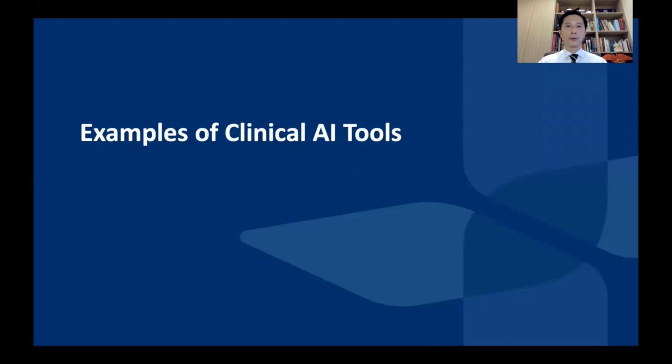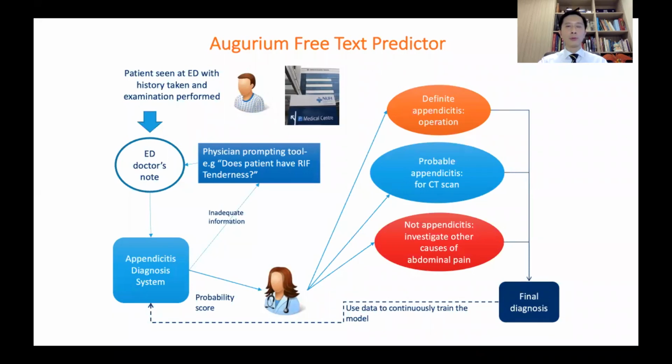So I'm going to share with you some examples of clinical AI tools that I've built in the past. One of the earlier AI tools we built was using a free text predictor called Augurium. What it does is that it's designed to read the emergency department doctor's case notes and make a determination, in this particular case, whether or not the patient has appendicitis, and give you a percentage to tell the doctor the likelihood of appendicitis. And it also captures the final diagnosis upon discharge. And this final diagnosis is paired with the prediction. And the data is then used to improve the model on the back end.